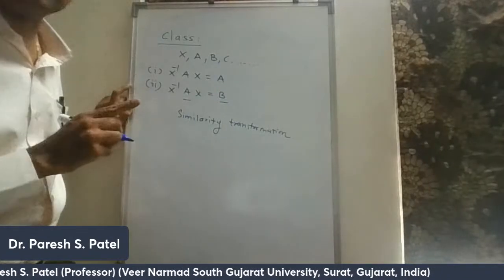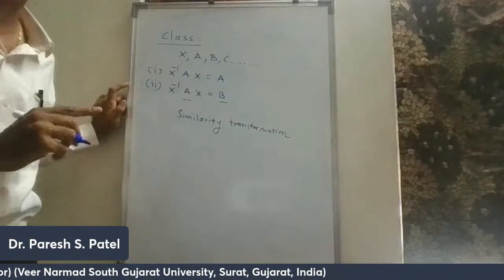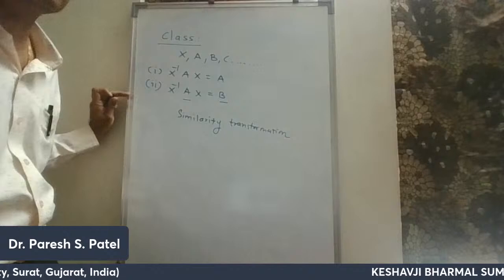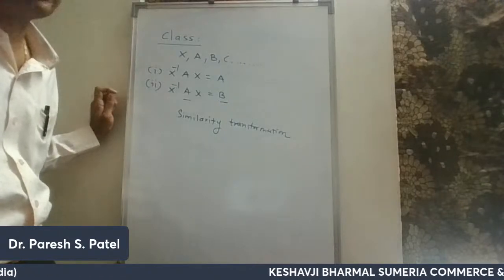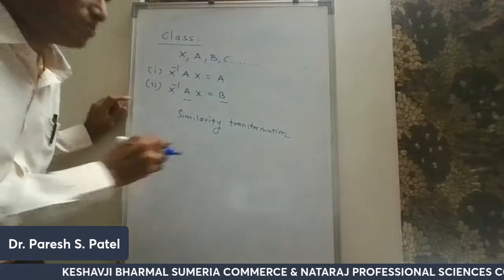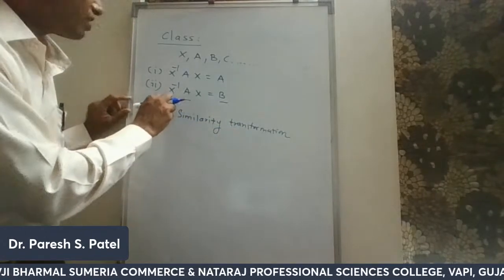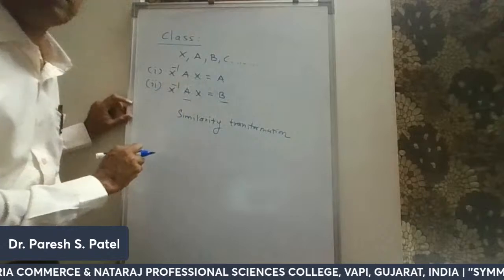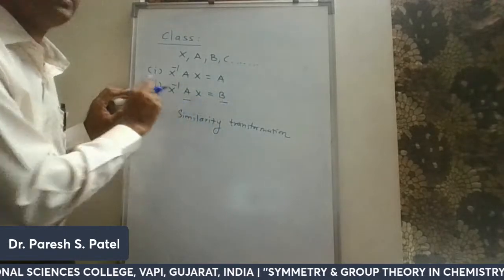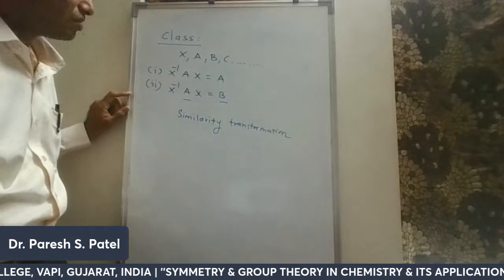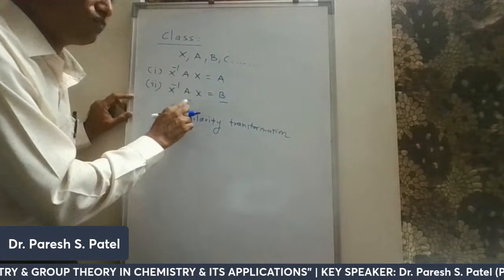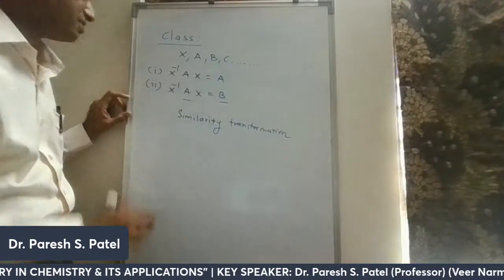So dear students, this is a most important question for our exams. What is similarity transformation? Explain how to find out the classes of the water molecule or ammonia molecule. In case of X inverse A into X is equal to B, here B is the similarity transformation of A by symmetry operation X.